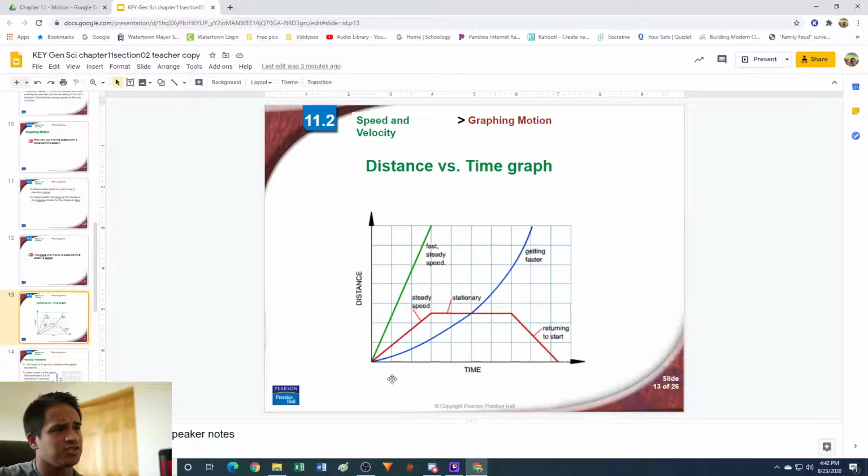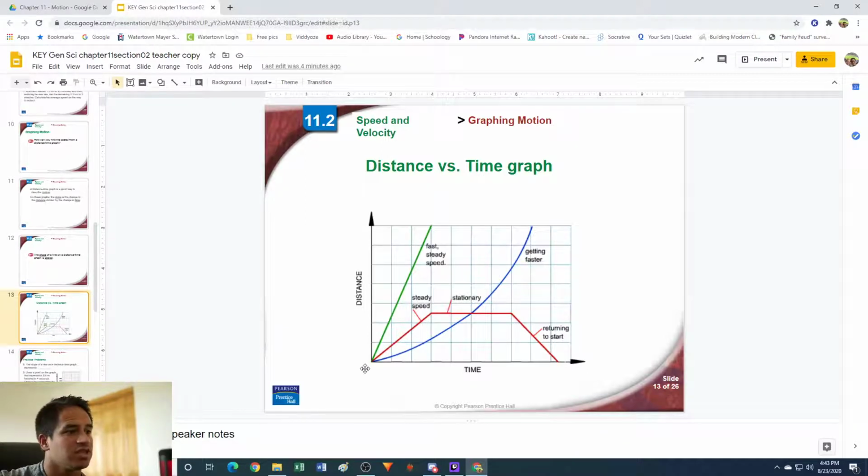Okay, so here's an example of a distance versus time graph. We have 3 different ones, and each is a different object moving in a different way. And I'll kind of explain what each graph is. So the first line we have here is just the green, straight, increasing line. This would be a fast, steady speed. Okay, it's fast because the slope is steep. So the steeper the slope, the faster the object's traveling. And it's a steady speed, meaning it's not speeding up and it's not slowing down. It's going at a constant rate because that line is straight.